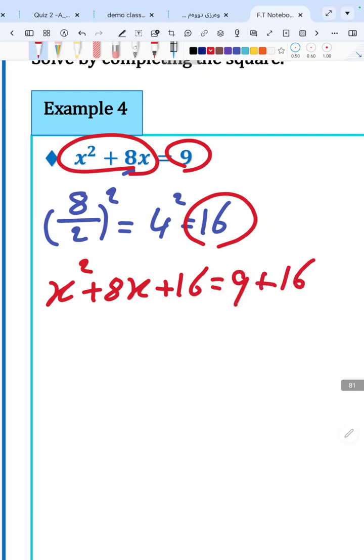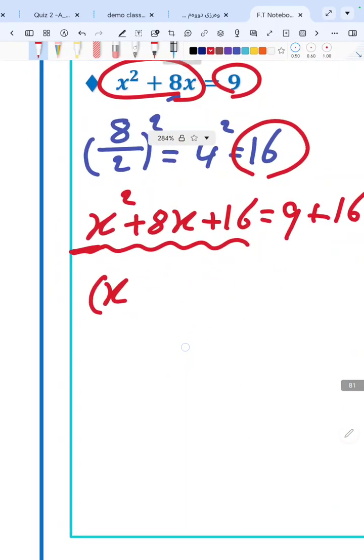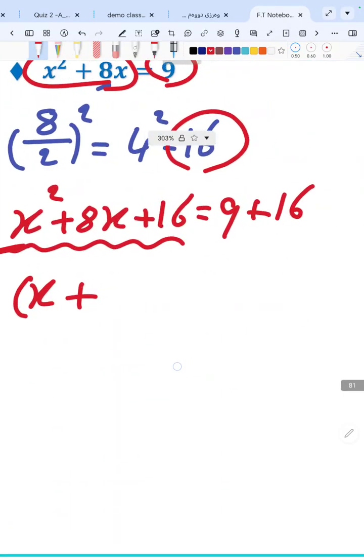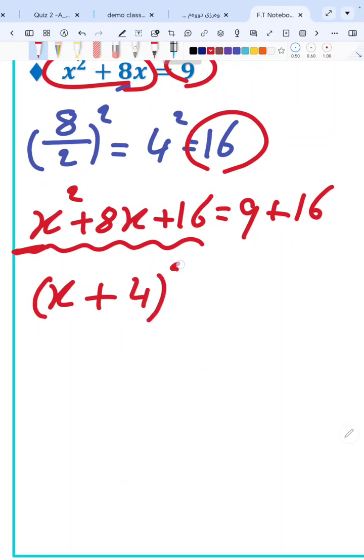Okay, now what's this? It consists of 3 terms. The first one and the last one are perfect squares and positive. The middle term comes from 2 times the square root of the first one times the square root of the third one. So it's a perfect square trinomial. How can you factorize it? x power 2 turns back to x. Positive, positive, it will be positive again. 16 turns back to 4. So it's x plus 4 power 2 equals 9 plus 16, which equals 25.